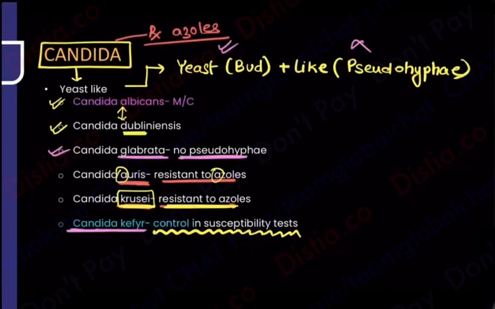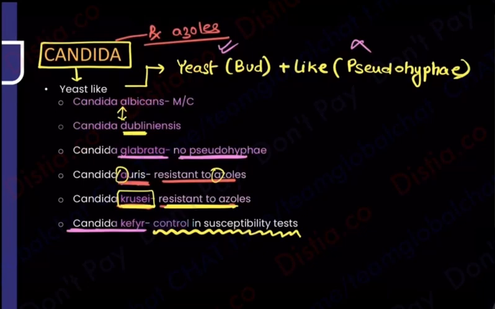Repeating once again, what all do we have out here? We have Candida albicans as the most common. Albicans has a double twin brother, everything same, that is doubliniensis. Candida glabrata is ghabrana, so it leaves away the pseudohyphae. Candida auris and krusei, cut off from the world, that is resistant. And Candida kefyr, kifaiti, it is used as a control.